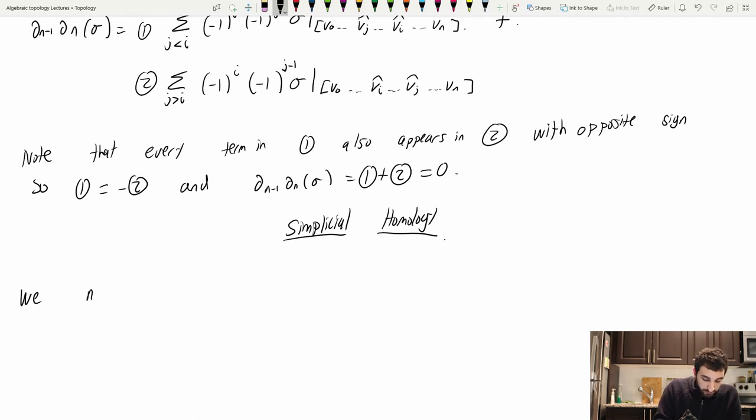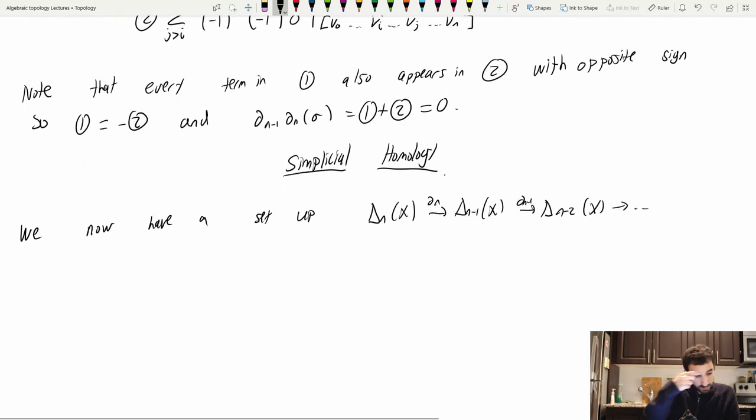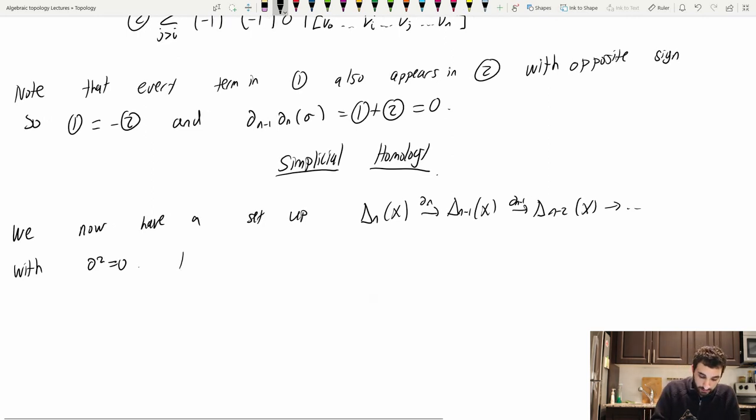We now have a setup delta n of x to delta n minus 1 of x to delta n minus 2 of x to so on and so forth, with boundary squared equal to 0. This setup here is a general algebraic setup called a chain complex. We'll be seeing many, many more of these.